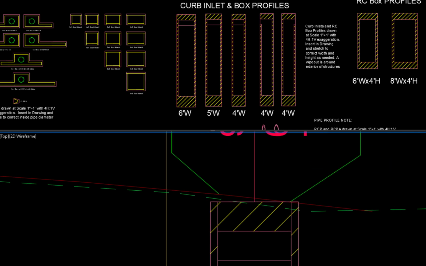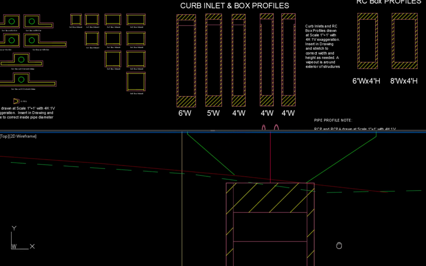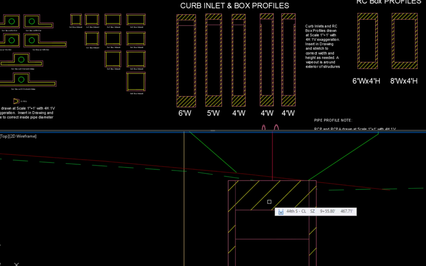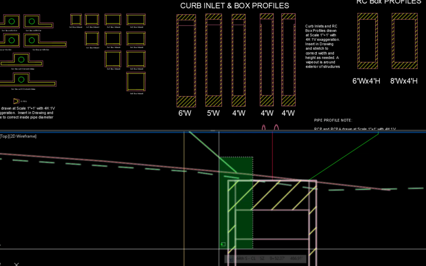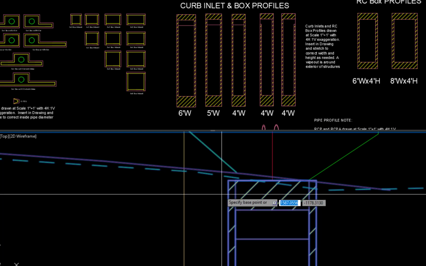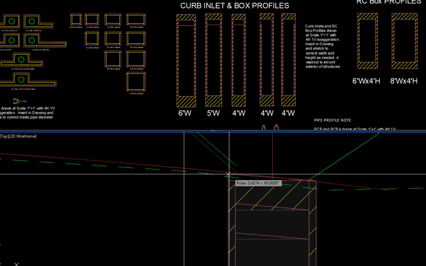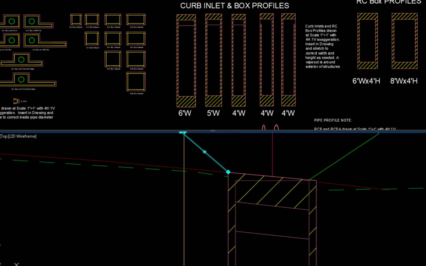Stretch the top portion of the enhancement. The top of the curb inlet should coincide with the top of curb profile. Stretch, enter. Select the portion of the enhancement that is not at the top of curb. Enter. Pick the top corner of the enhancement. Snap off. Move vertically to top of curb. Escape.